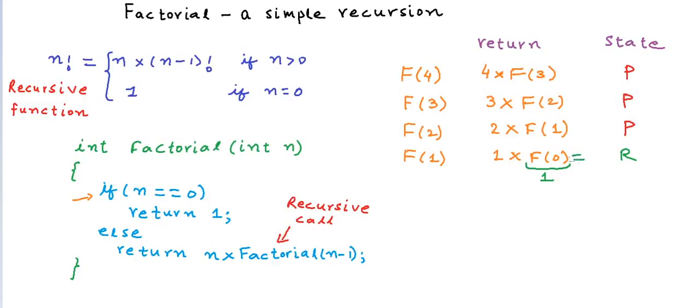The computer again resumes f1, and because we have got f0 now, it calculates f1, and now f1 finishes, and f2 is resumed. This R here is for resume.